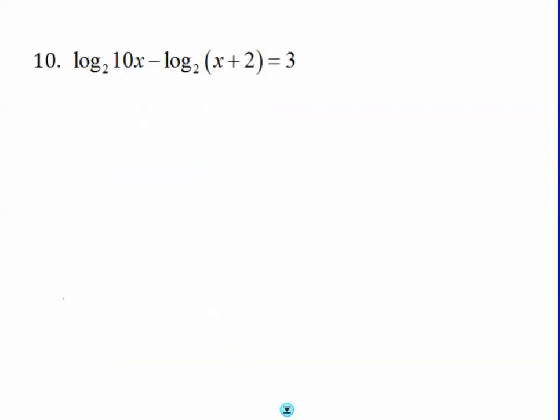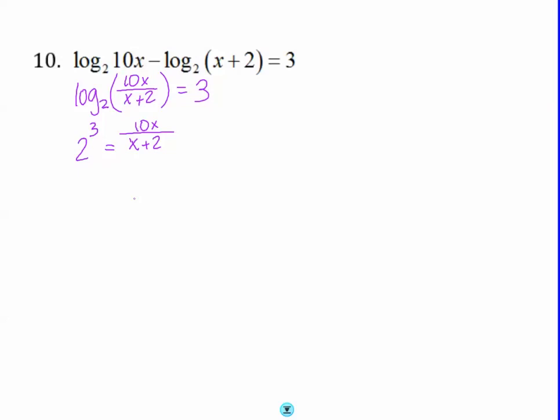One more problem. Log base 2 of 10x minus log base 2 of x plus 2 equals 3. So again, I need to start by condensing. So I have log base 2 of 10x over x plus 2 equals 3. Then I can switch it to be an exponential, and I have 2 cubed equals 10x over x plus 2.